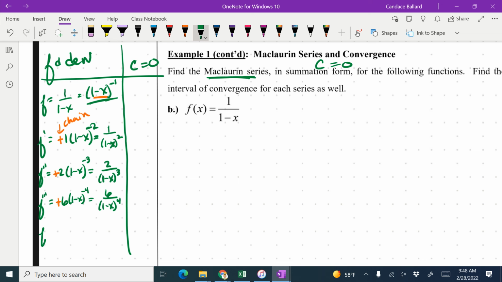All right, finally, fourth derivative. So 6 times negative 4 would be negative 24. 1 minus x to the negative 5. And then what do I have to do in front? Plus for the chain rule. So we've got 24 over 1 minus x to the fifth.